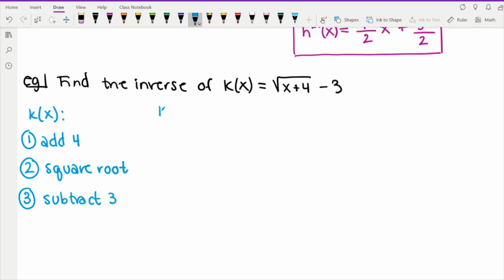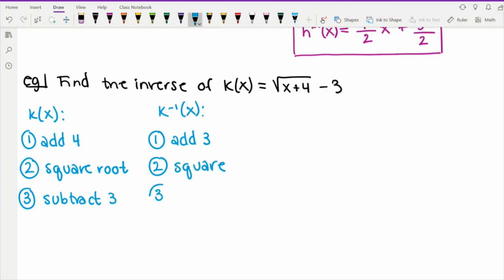And so now when we do the inverse function, again, we're just reversing this list and we're reversing each of the steps. So we want to start by reversing the subtraction of 3. So that's going to be adding 3. Then we're going to reverse the middle step. So instead of taking the square root, we're going to square.